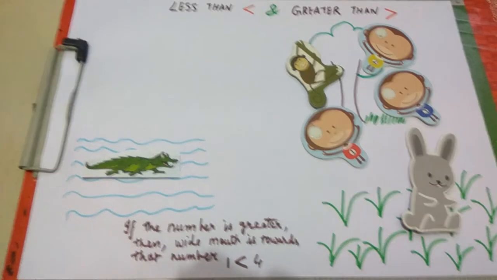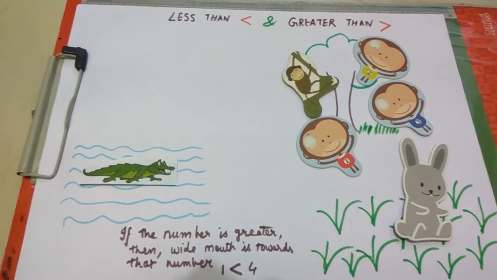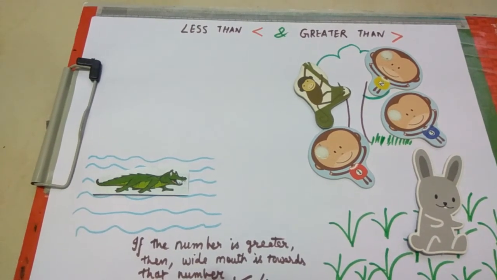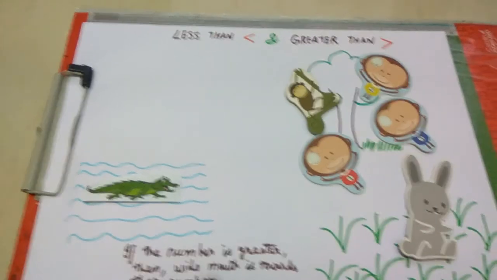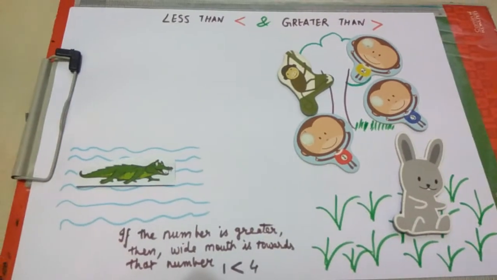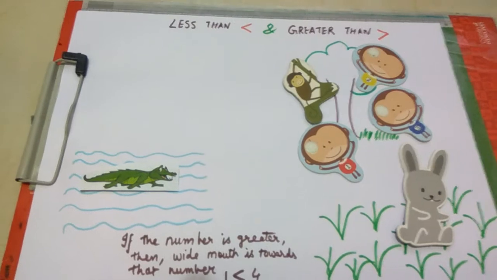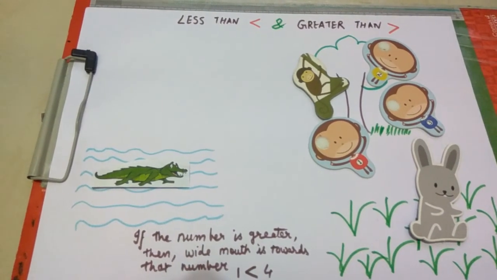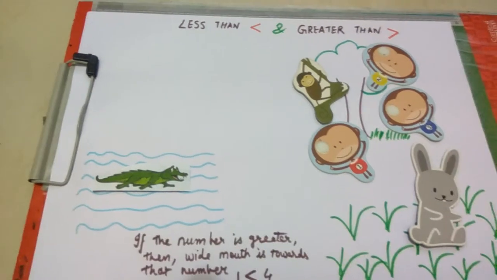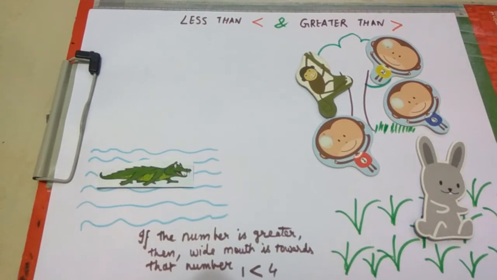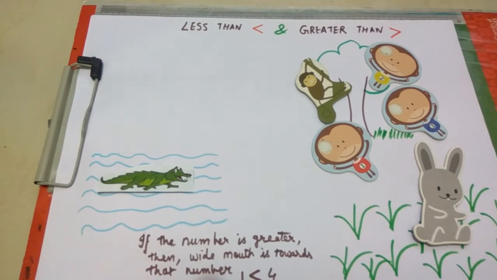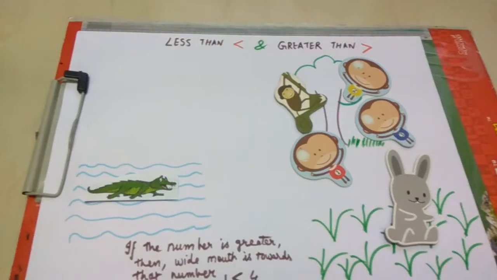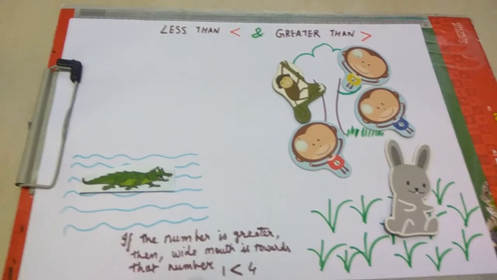So this was the story of an alligator who used to open his mouth wide for the animals who are more in number. And here comes our concept of less than and greater than. If the number is greater than the other number, you have to use the symbol which has the mouth open, because the alligator doesn't like the animals who are less in number, so he always closes his mouth towards them, but he always opens his mouth to the number which is greater.